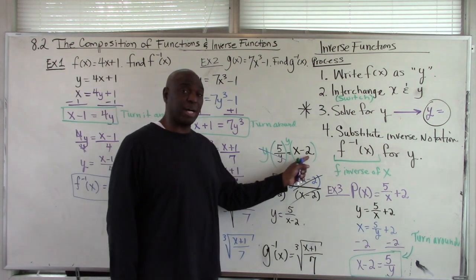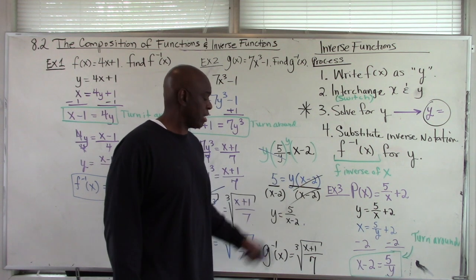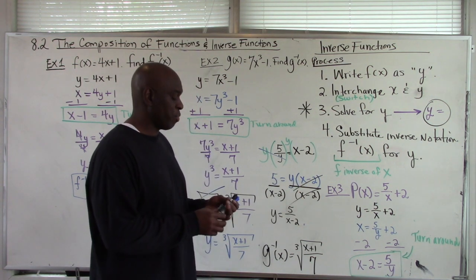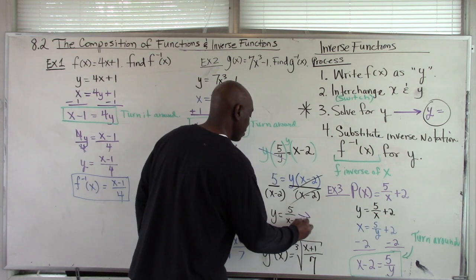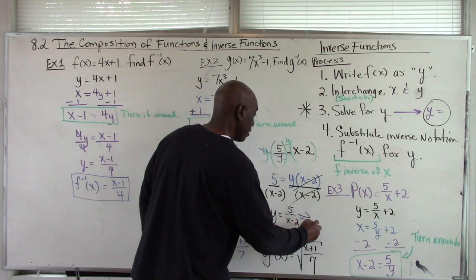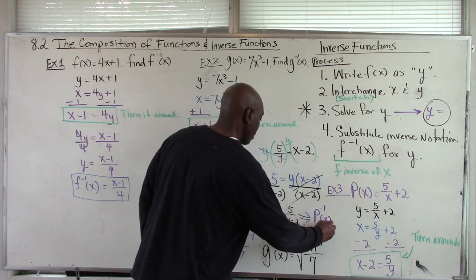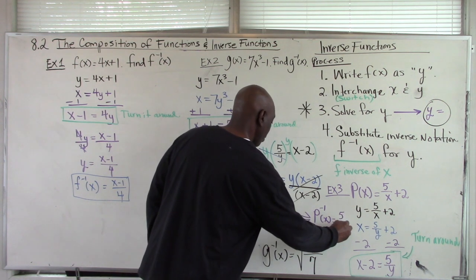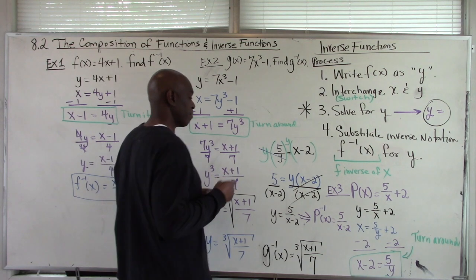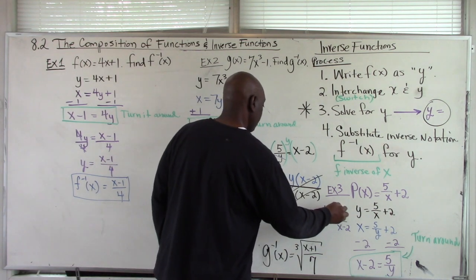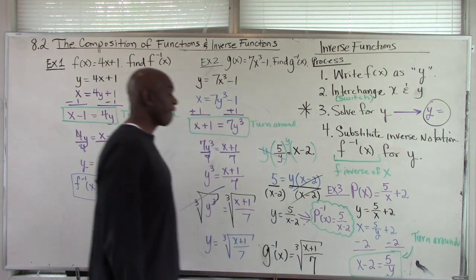Multiply both sides by y. You get 5 equals y times x minus 2. Divide both sides by x minus 2. And there you have it. So rewrite it now using notation. So rewrite this as, here we go, P inverse of x equals 5 over x minus 2, and there is our answer. That's the inverse. And that's it.